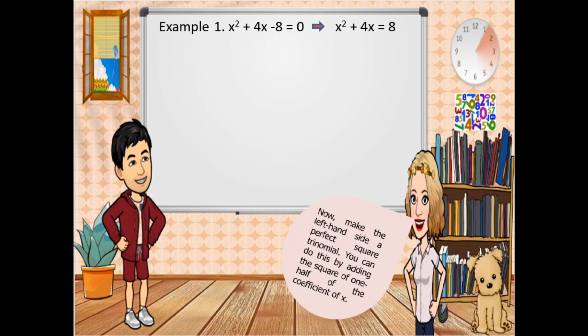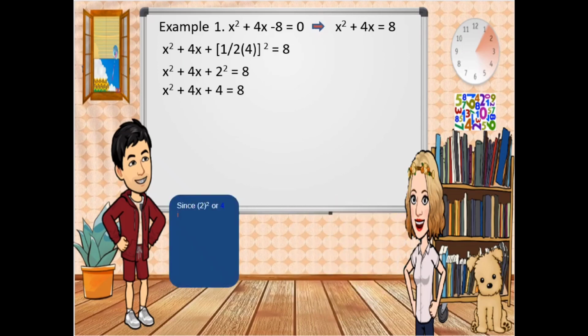Since we have 4 as the coefficient of x, we have x squared plus 4x plus (half of 4) squared is equal to 8. Since half of 4 is 2, we have x squared plus 4x plus 2 squared is equal to 8. And 2 squared is equal to 4. Then we have x squared plus 4x plus 4 is equal to 8. Since 2 squared or 4 is added to the left side, 2 squared or 4 must also be added to the right side by the addition property of equality.